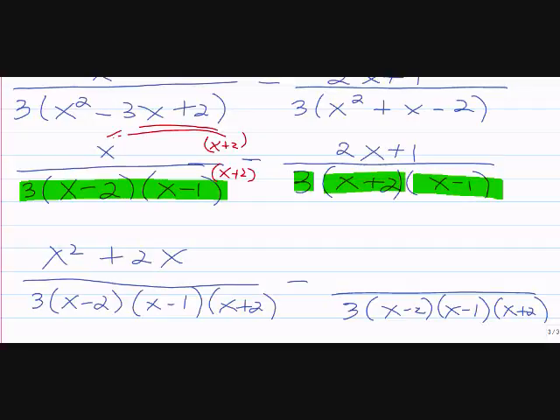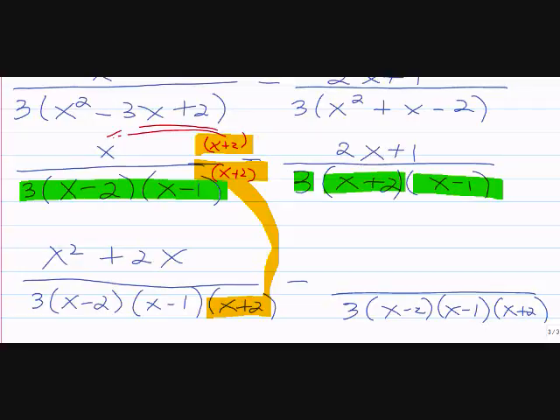Okay. My common denominator has an x plus 2 factor in it, but it's not in the fraction on the left. It's not there. So I get it there by multiplying by the number 1. So you multiply by x plus 2. Okay, got it.